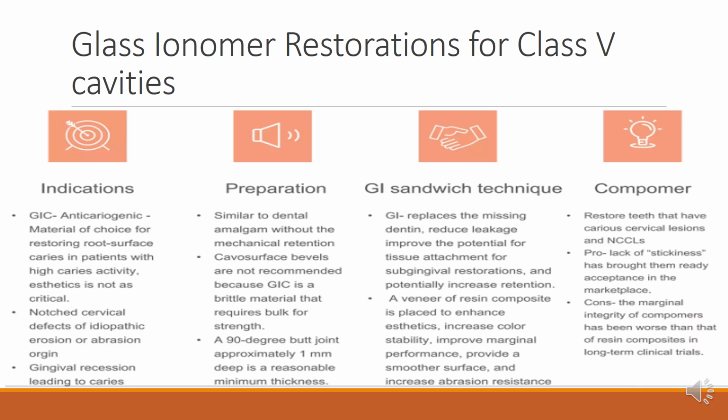Next is the compomer. It restores the teeth that have carious cervical lesions and non-carious cervical lesions. The advantage is that it has a lack of stickiness, which has made them readily acceptable in the marketplace. The disadvantage is that the marginal integrity of compomers has been worse than that of resin composites in long-term clinical trials.